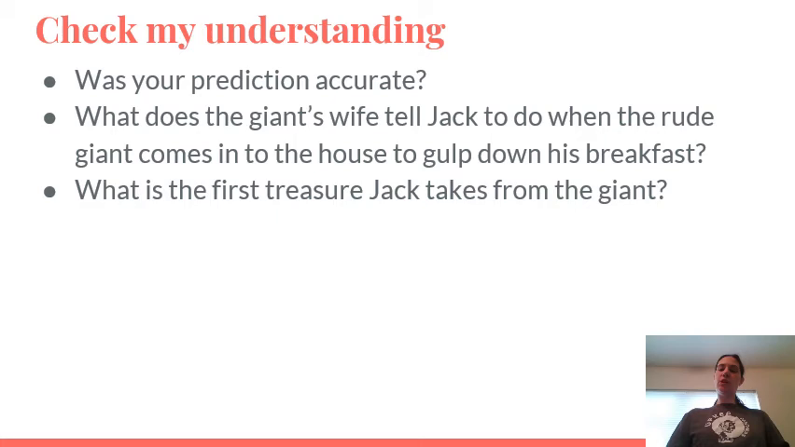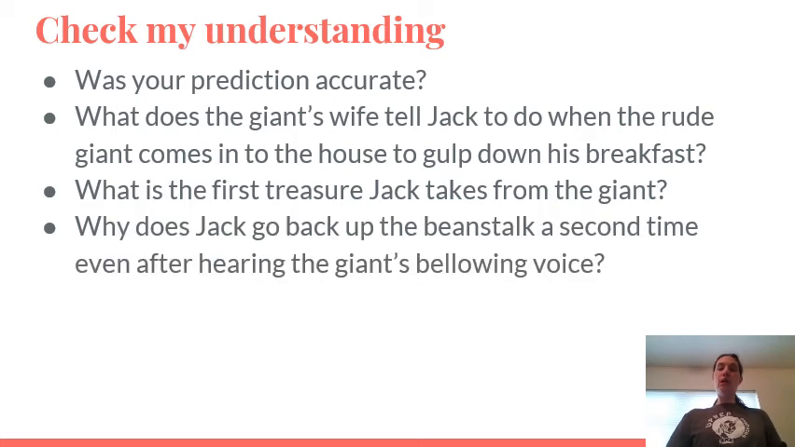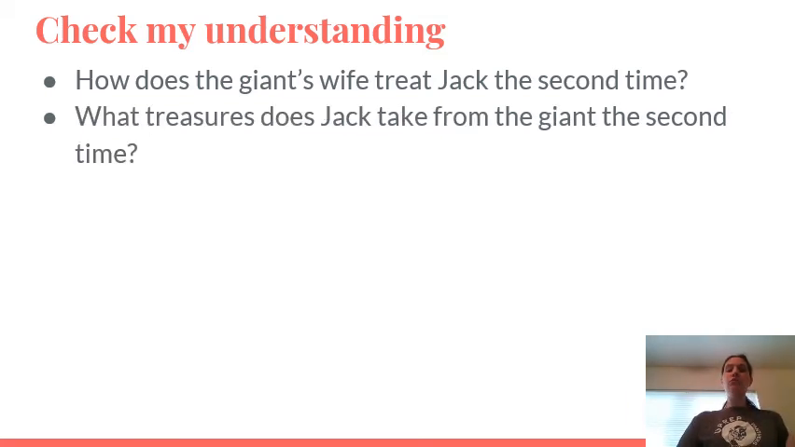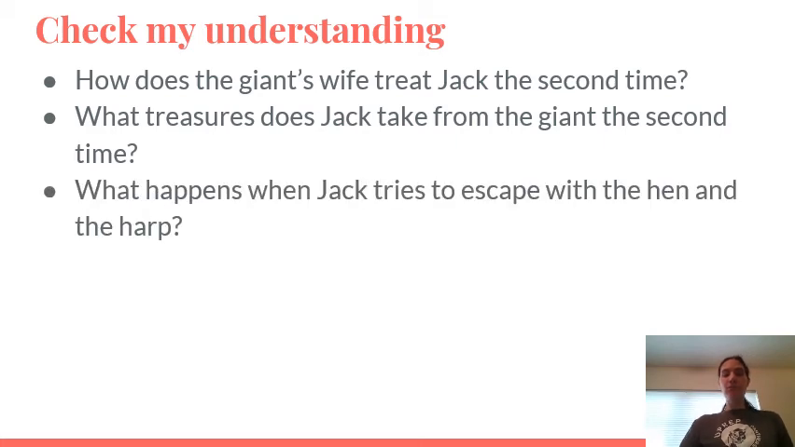What's the first treasure Jack took from the giant? Why does Jack go back up the beanstalk a second time, even after hearing the giant's bellowing voice? How does the giant's wife treat Jack the second time? What treasures does Jack take from the giant the second time? What happens when Jack tries to escape with the hen and the harp?